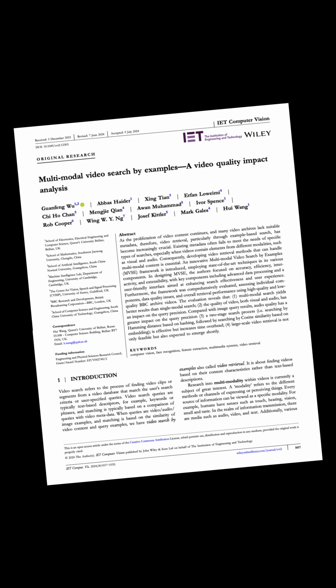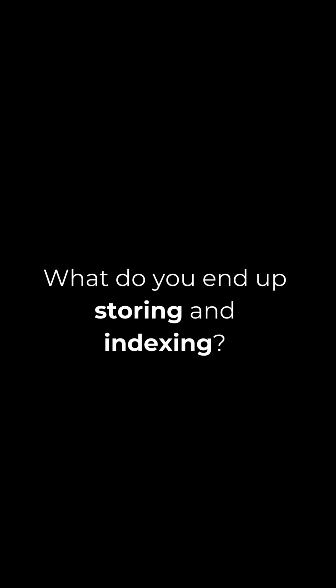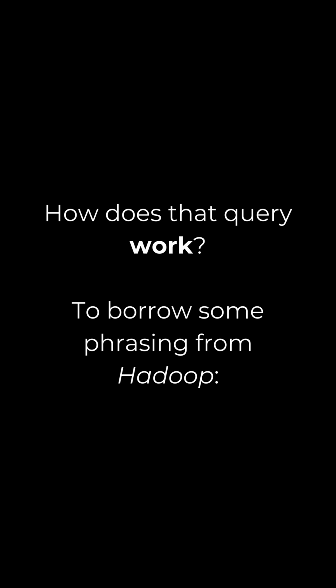Might I suggest that instead, you dive into this paper with me right now. This paper is an early prototype, let's call it a sketch, of what this kind of multimodal search could look like and how you could build it. The authors focus on a few questions. How do you pre-process your video content to extract the information you're going to need from each video? What do you end up storing and indexing? How do you ingest the user's queries and normalize them into a format that can be run against the data and indexes you're storing? And how does that query work?